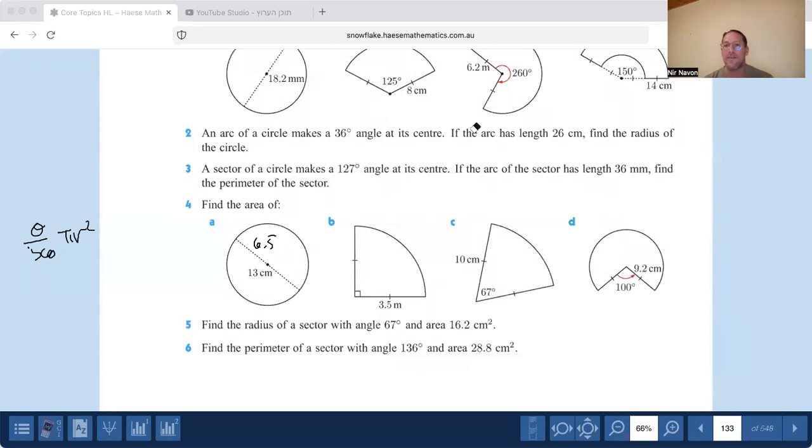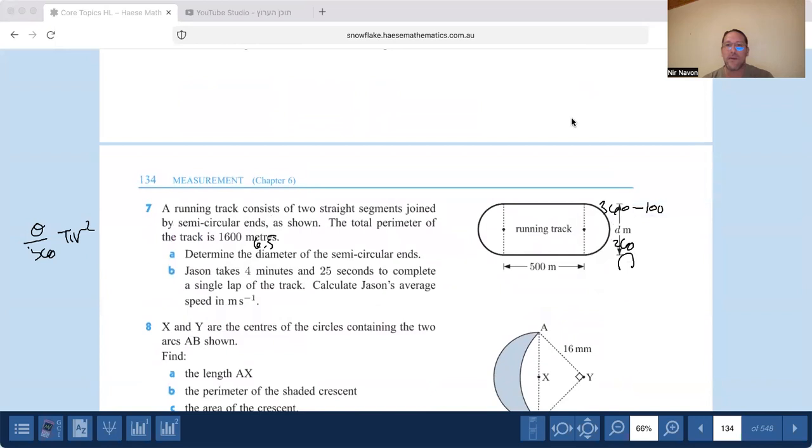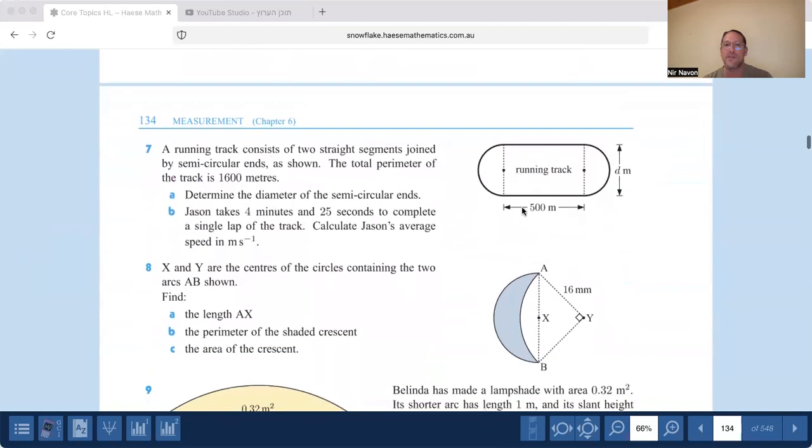And here, we're getting 100. So we know that this angle here would be 260, because 360 minus 100 will get this angle. Here we have the same, just without the drawings. Let's see where we have more interesting questions.